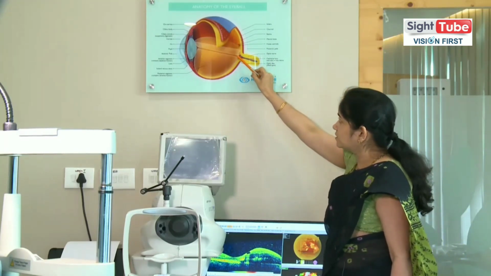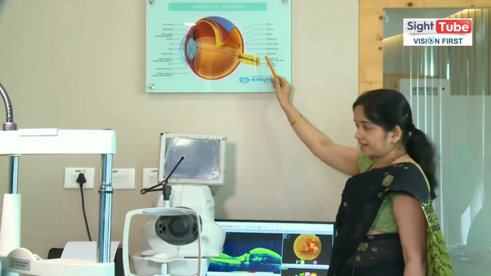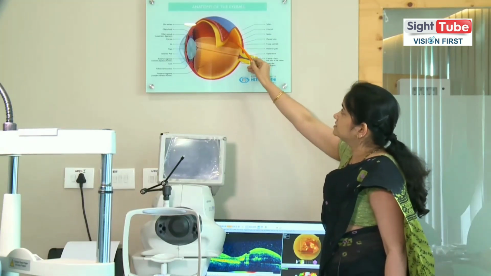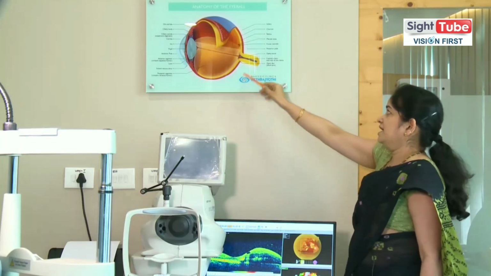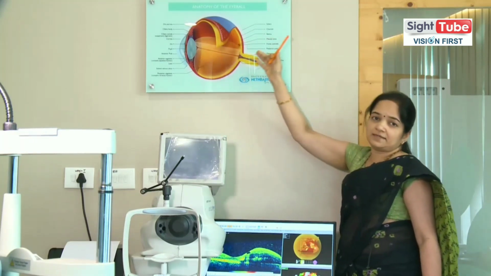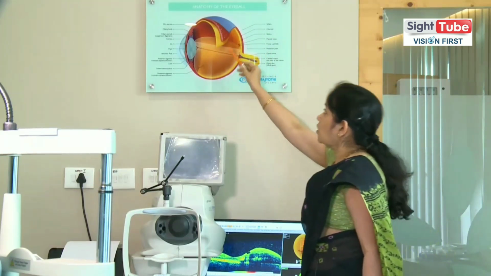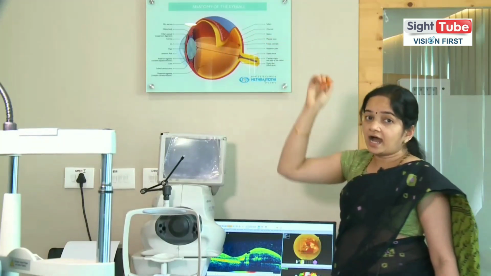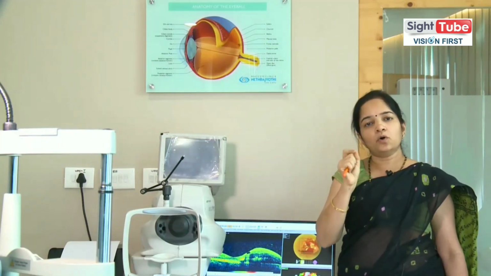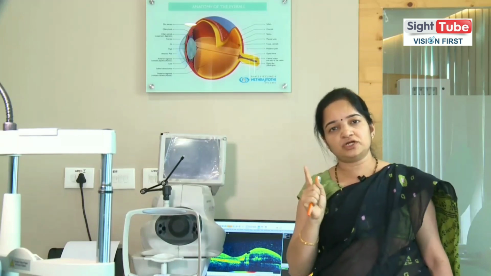This is the optic nerve connecting the eye to the brain, and this is the macula which is mainly responsible for the vision, and the rest of the entire part is the peripheral retina which has a lot of blood vessels. And the eye is the only part in the whole body where you can visualize the blood vessels directly.